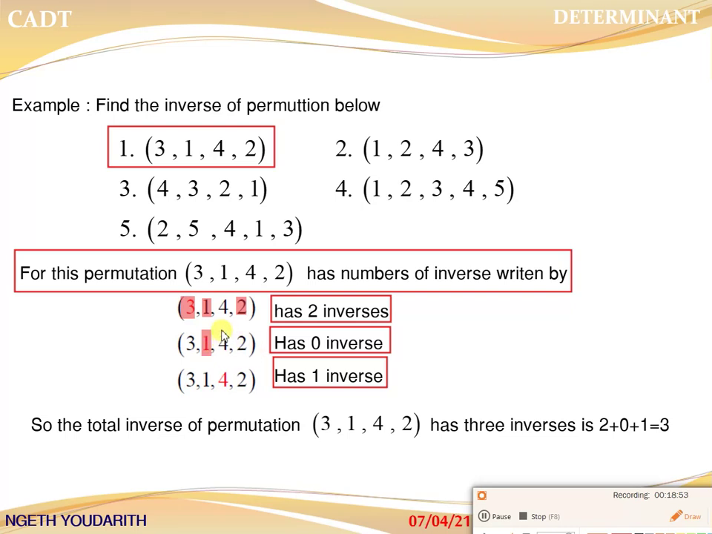On the right hand side, how many numbers are smaller than number 1? We don't have any. So if we don't have a number smaller than 1, it means this permutation has 0 inversions. And the next number, 4, we look to the right hand side of 4.